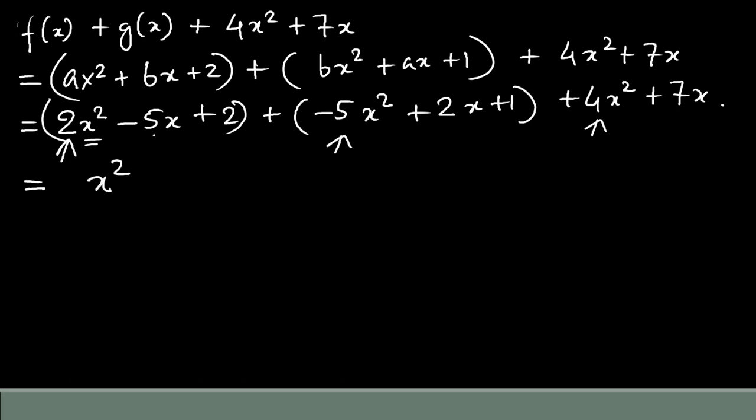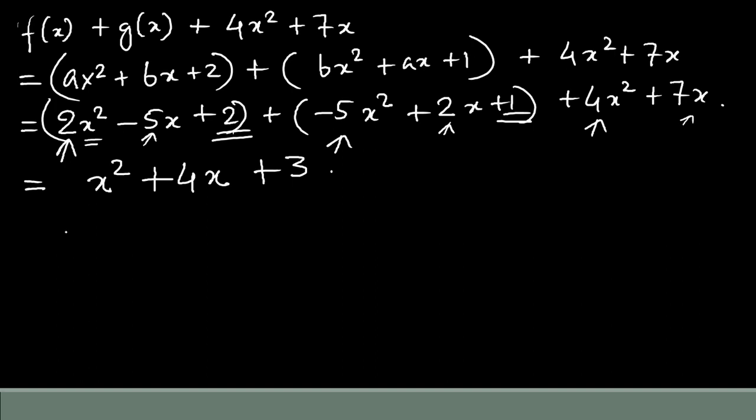Let's arrange the x terms. Minus 5 is there, 2 is there, and 7 is there. So basically 7 plus 2 is 9, minus 5 is 4, so we get 4x. Let's arrange the constant terms. 2 is there, 1 is there, that's it. So we write plus 3.